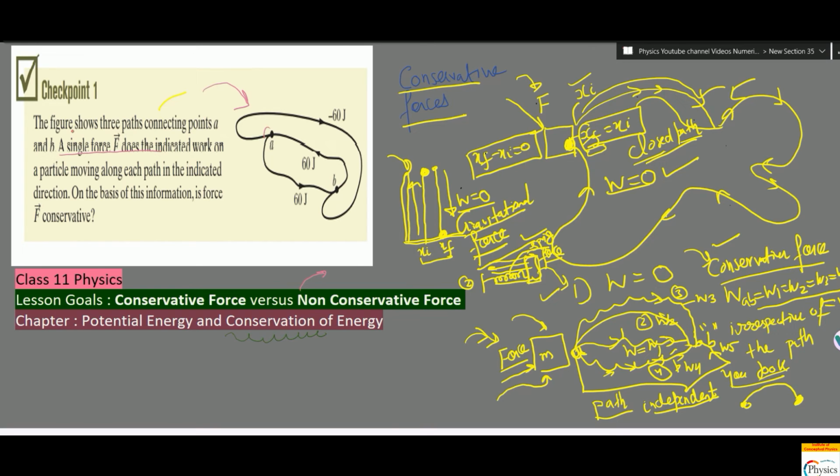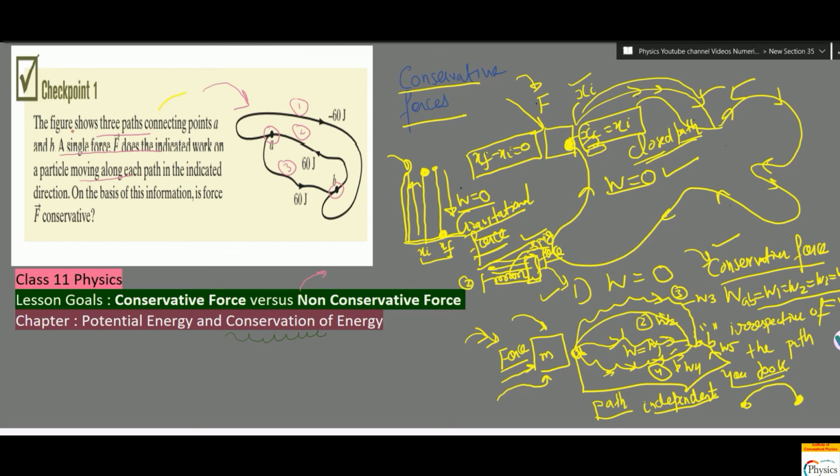The body always moves from A to B, but it takes three different paths. There are three different paths. Path number one, let's label them 1, 2, and 3. Now, remember, it's moving from A to B.